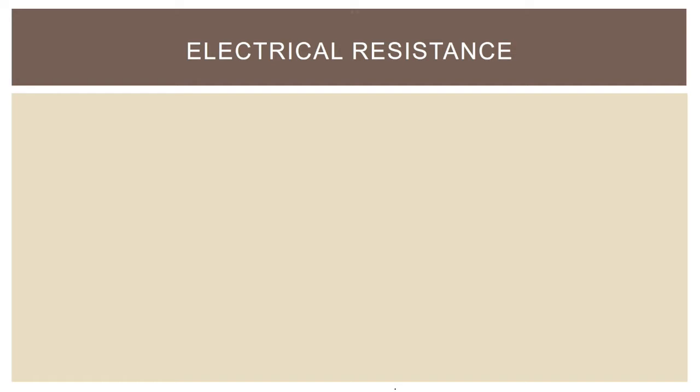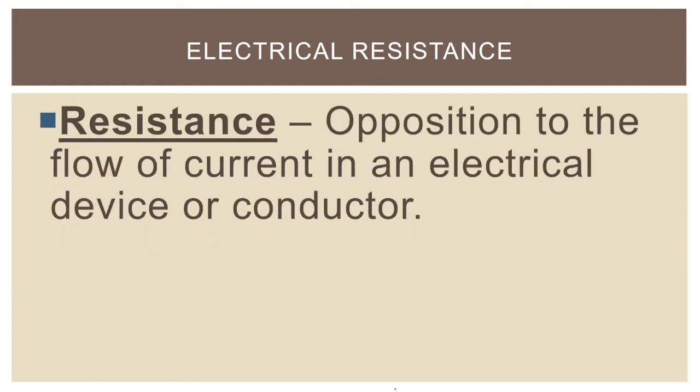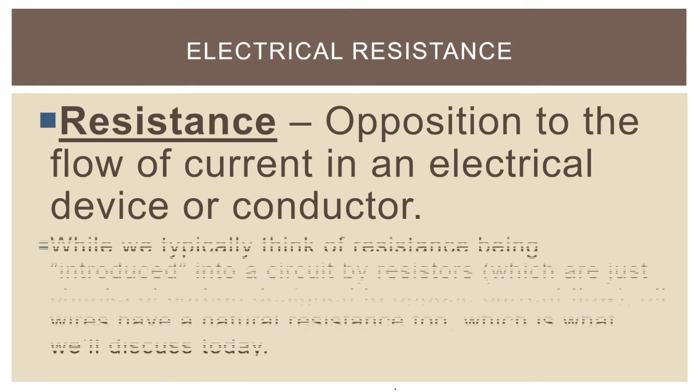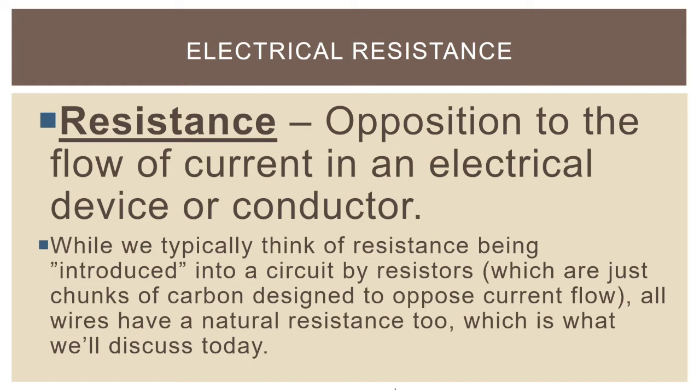So the most basic definition you can give for resistance is that resistance is the opposition to the flow of current in an electrical device or conductor. More resistance means more opposition to the flow, which ultimately means less flow. That's the basic idea.